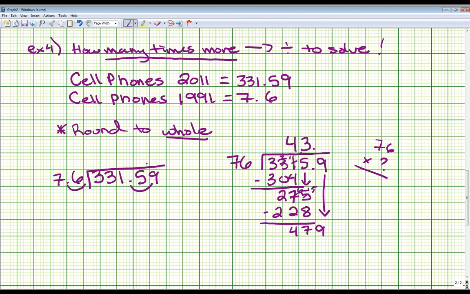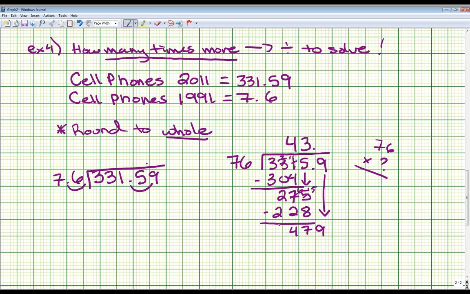Now, a lot of kids would stop here because the question says to round to the nearest whole. And you're like, okay, well, 43 is a whole number. However, if we're rounding to the nearest whole number, we need to figure out what this number is right here in order to figure out if we're going to bump this 3 up to a 4 or whether we're going to keep this 3 the same. And that's how you round to the nearest whole. You need to know what this next number is first. So we do need to take it out one more time, but we don't need to keep going on and on and on because we're rounding it off.